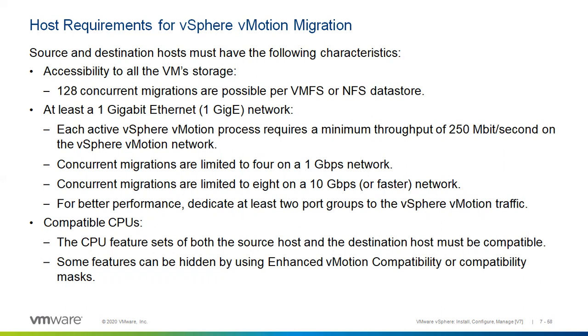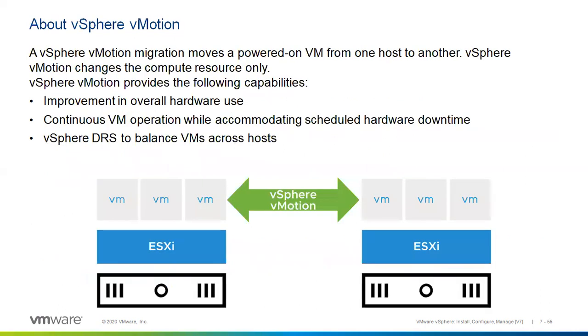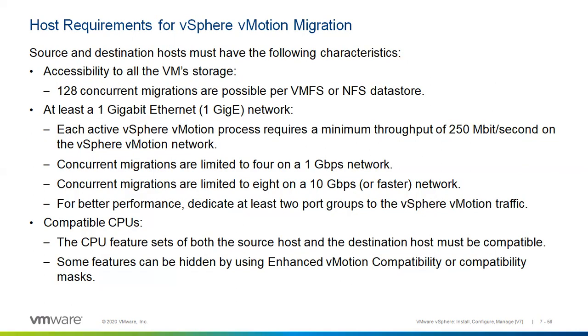From a CPU compatibility perspective, the CPU features on both the source and target should be compatible, otherwise you'll get an error. Some features can be hidden by using Enhanced vMotion Compatibility or compatibility masks. It means we can achieve vMotion across hosts that have a minor generation gap within that particular generation, using Enhanced vMotion Compatibility.